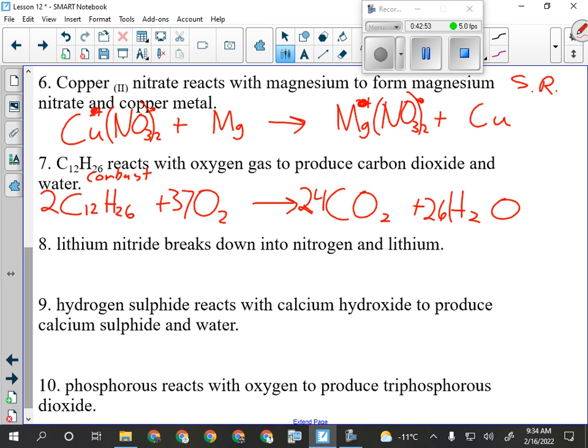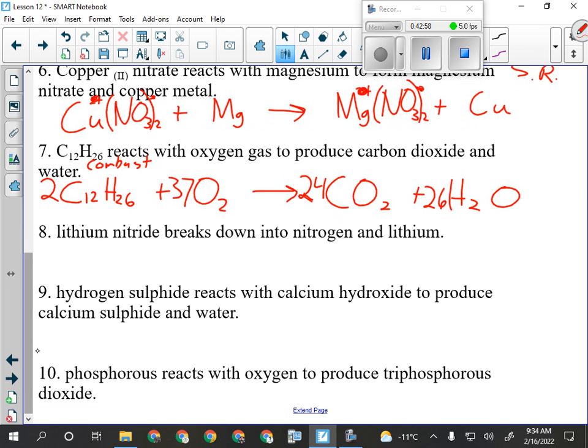How many people have done number 8? Let's look at that one too then. On number 8, we have lithium nitride breaks down. As soon as I see the words breaks down, I know this is what reaction type? Simple decomposition. Yep.